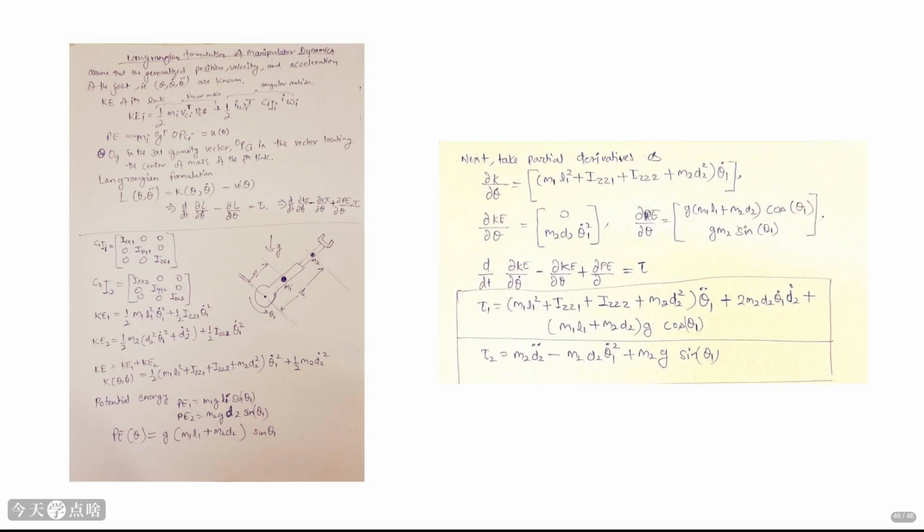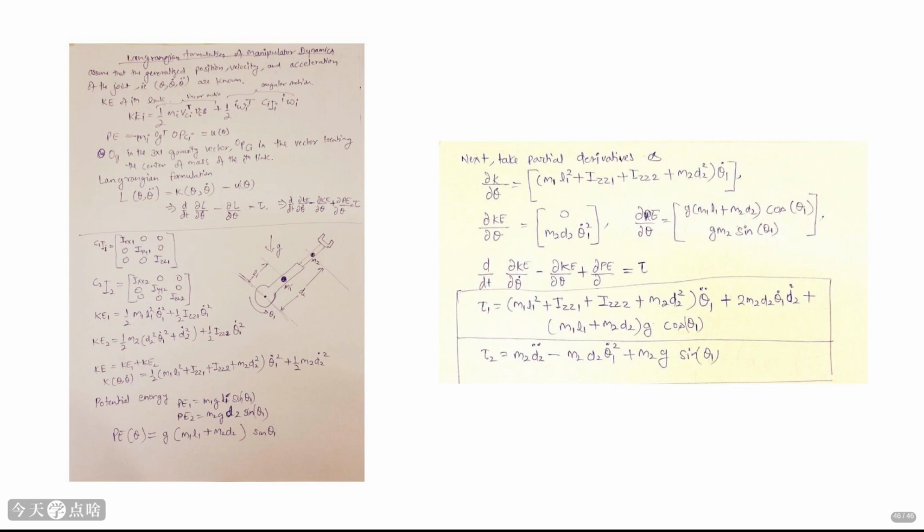The solution involves calculating the kinetic energy Ke and potential energy Pe for each link. The kinetic energy includes terms for the rotational energy of link 1, the rotational energy of link 2, and the translational energy of the center of mass of link 2. The potential energy is due to gravity acting on the centers of mass.